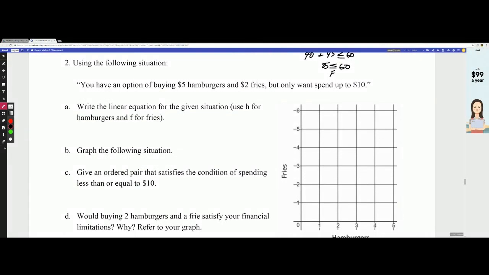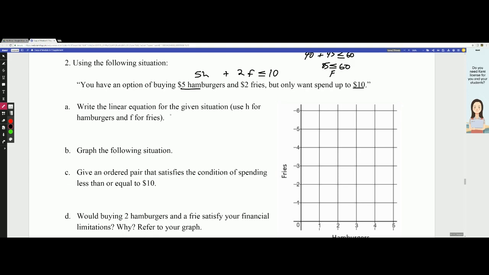All right, number 2. So we have a different situation. We have $5 hamburgers and $2 fries, but you only want to spend up to $10. Up to. Can we spend less than? Yeah. Can we spend exactly 10? Yeah. Okay.